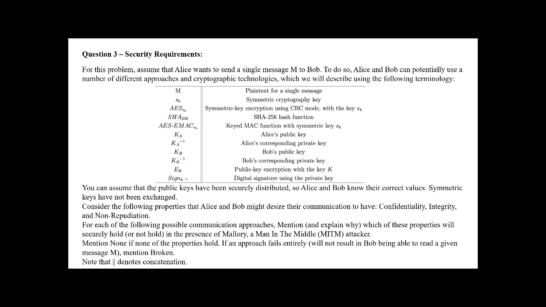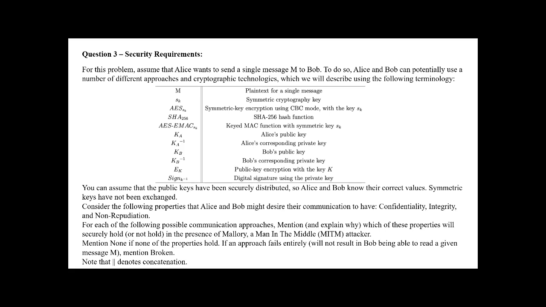You can assume that the public keys have been securely distributed so that Alice and Bob know their correct values. Symmetric keys have not been exchanged. Consider the following properties that Alice and Bob might desire their communication to have: confidentiality, integrity, and non-repudiation.